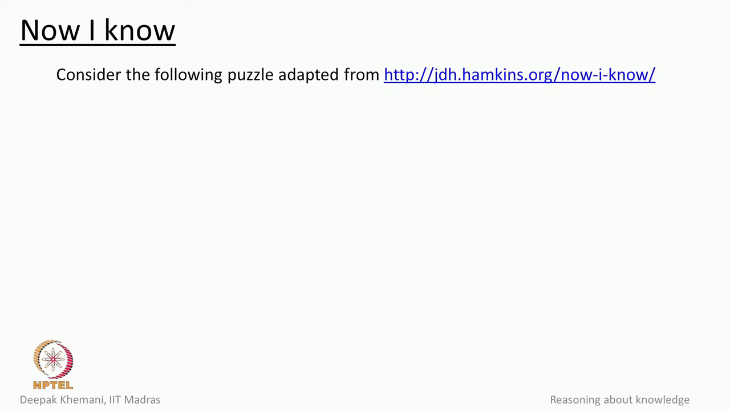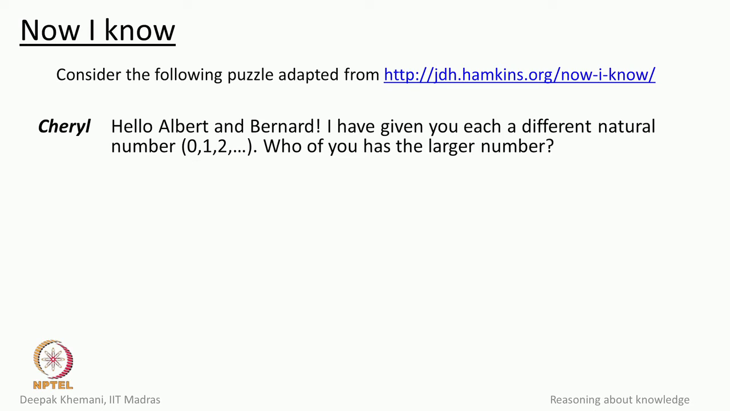So, let us begin with this thing. We start with a puzzle. This has been adapted from this website that you can see here. Cheryl says to Albert and Bernard that I have given you two different numbers. Can you guess which is the larger number?